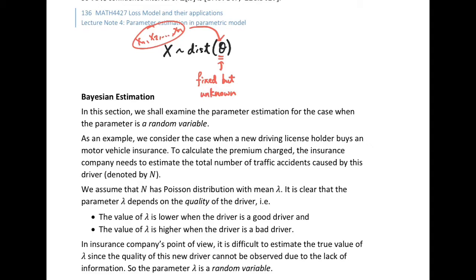But now under this Bayesian estimation, we will consider a slightly different setup. Again, we assume that the random variable S follows a certain distribution with the parameter theta. But this time, instead of assuming that theta is a constant, we will assume that this theta itself is also a random variable. This is the setup in Bayesian estimation.